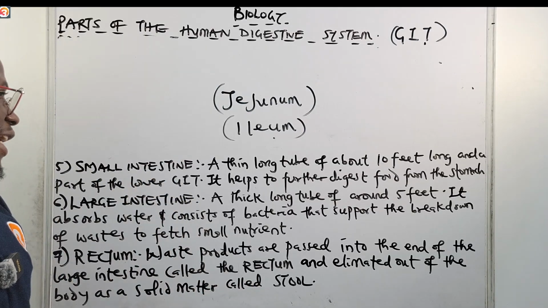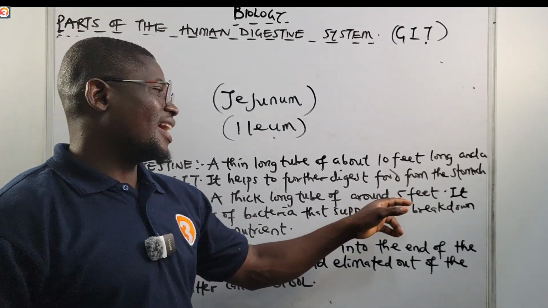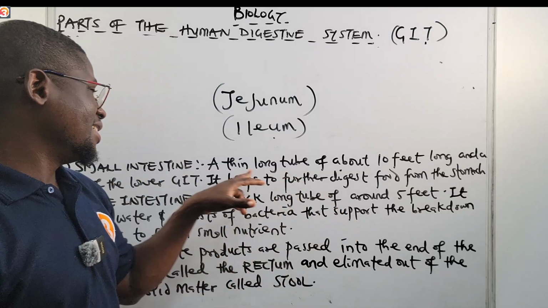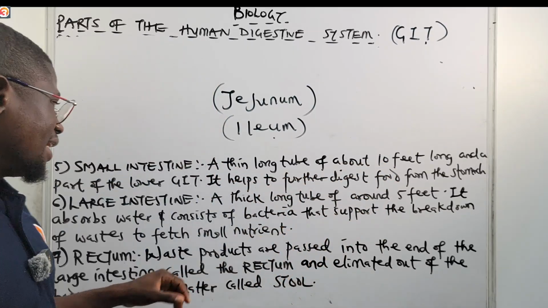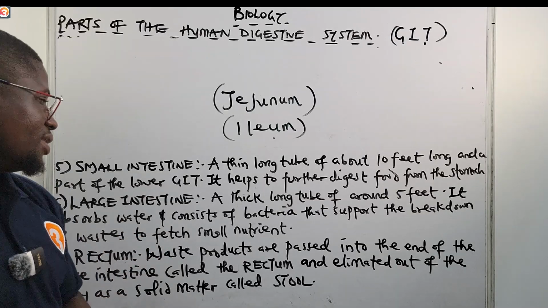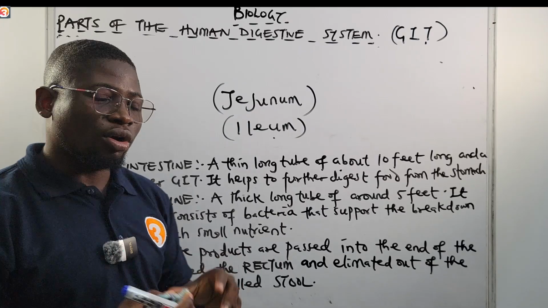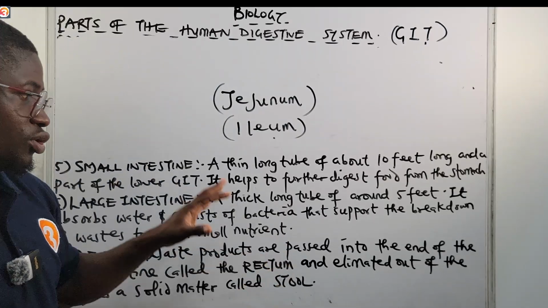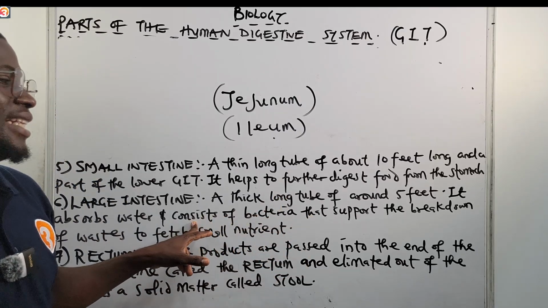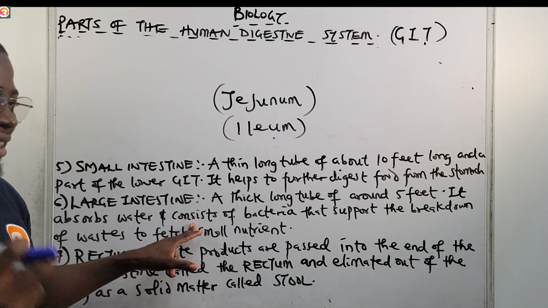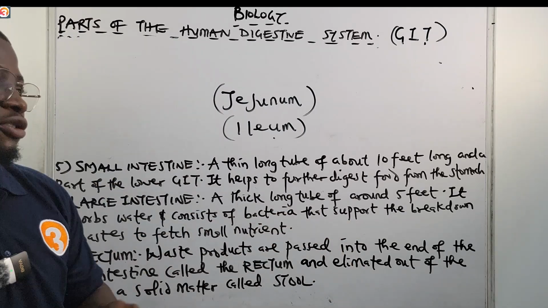Now let us go to the large intestine. The large intestine is a thick, long tube of around 5 feet long. Okay, the small intestine is around 10 feet long. The large intestine is around 5 feet long. Okay, and it absorbs water and consists of bacteria that support the breakdown of waste to fetch small nutrients. That is the bacteria contained in the large intestine.